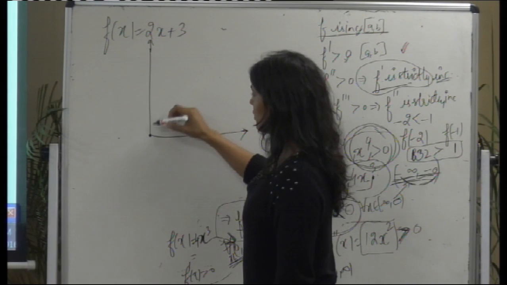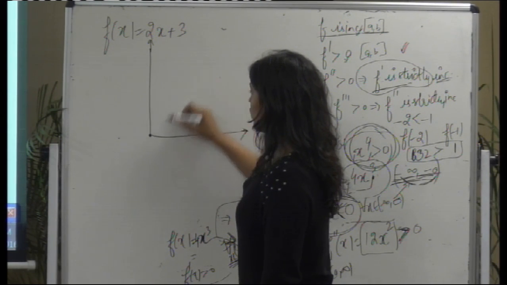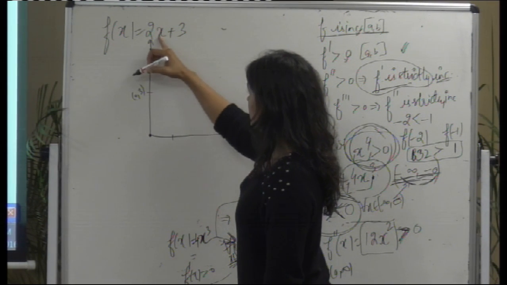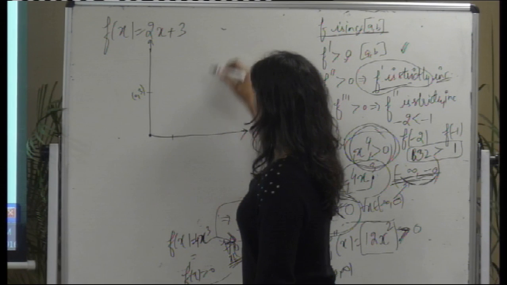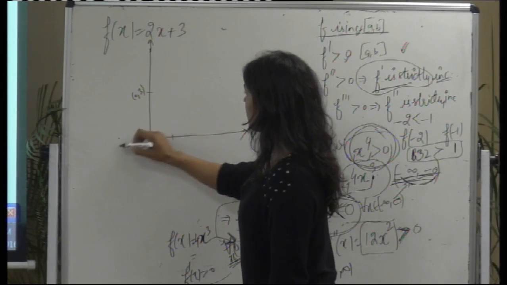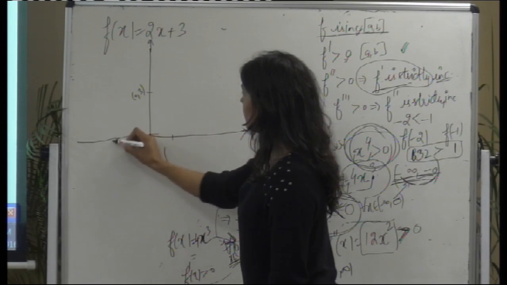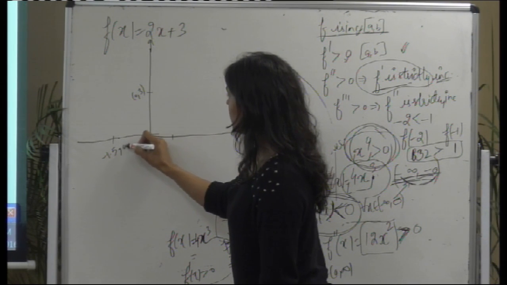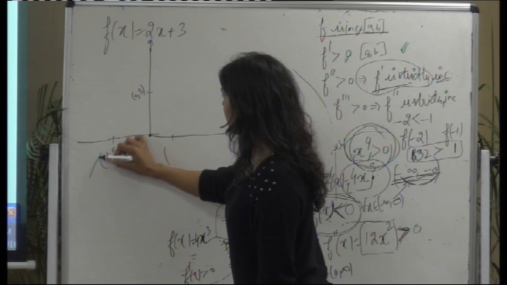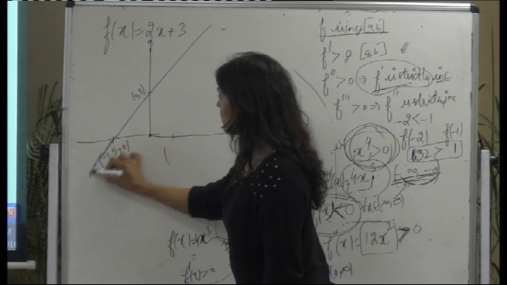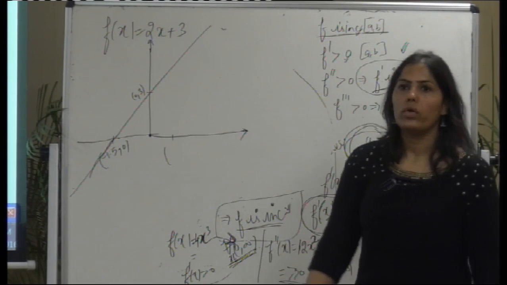Draw. So basically when x is 0, y is 3. When y is 0, x is minus 1.5. Yes, this is the line. Now I think I'll take this example. This is monotonic. Okay, I'll take this example.